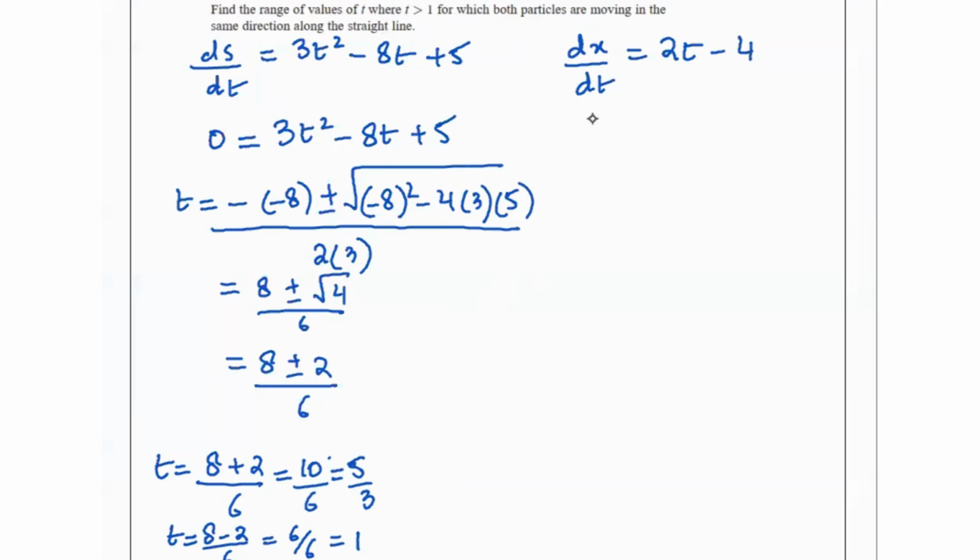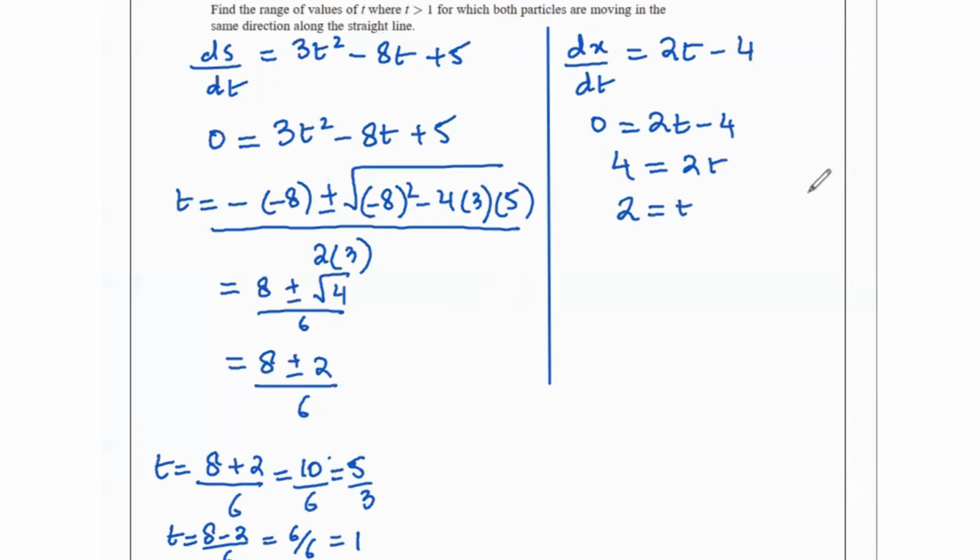Similarly, we put dx over dt equal to 0 as well. So 0 equals 2t minus 4. 4 equals 2t, and 2 is the value of t over here.